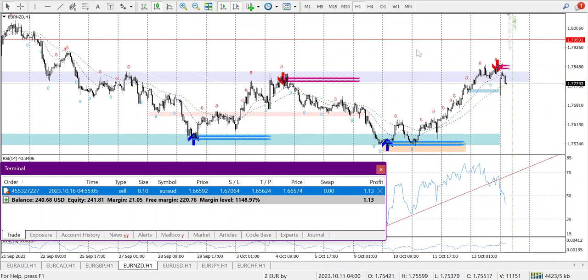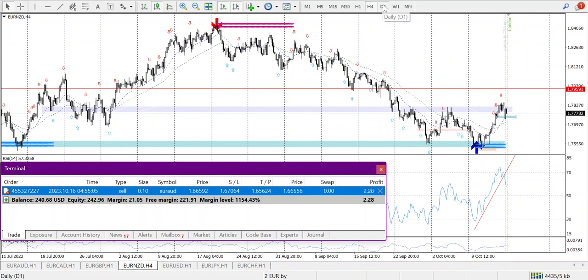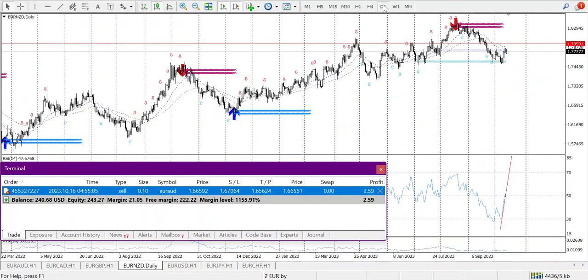So it's coming within a range. It is trying to. I don't know what it's trying to do.